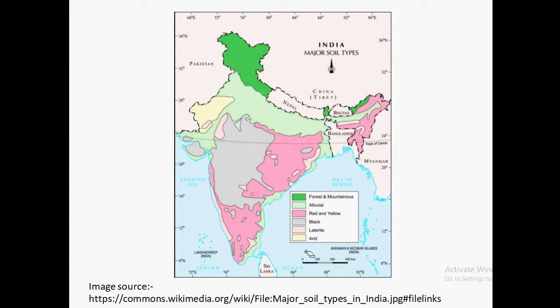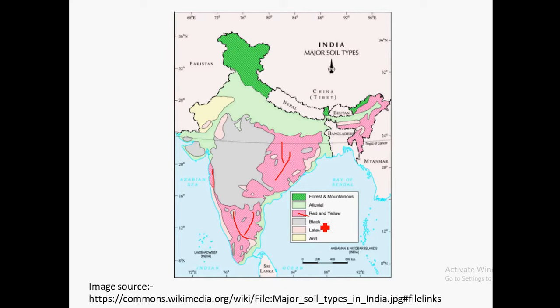Next, red soils are formed by the transformation of pre-existing rocks. The red soils are formed from rocks such as igneous rocks or metamorphic rocks. So we can find red soils in some parts of Maharashtra, Karnataka, Tamil Nadu, Jharkhand, Odisha. So these are the regions where red soils are found.